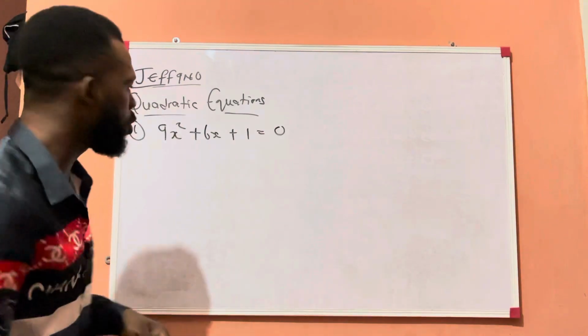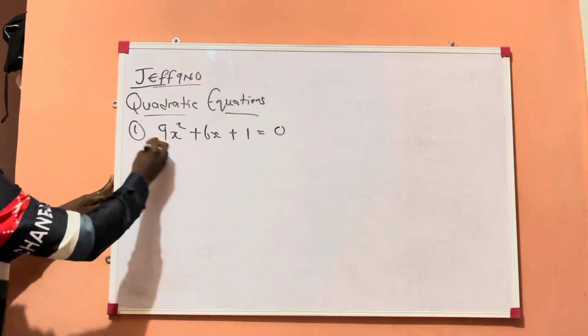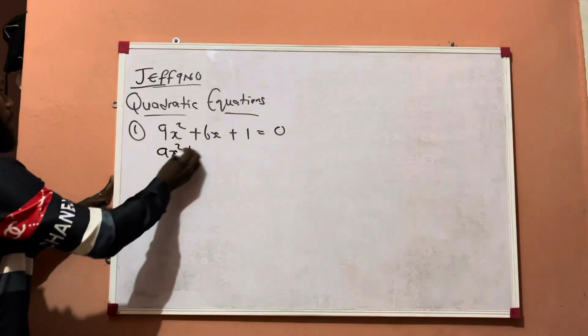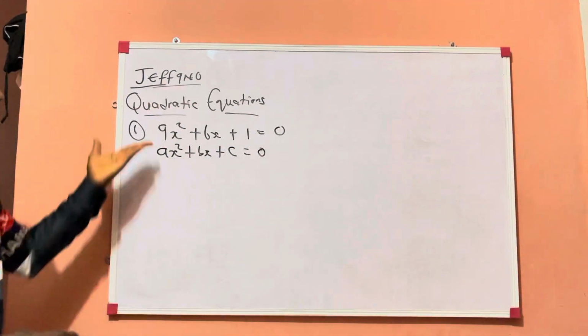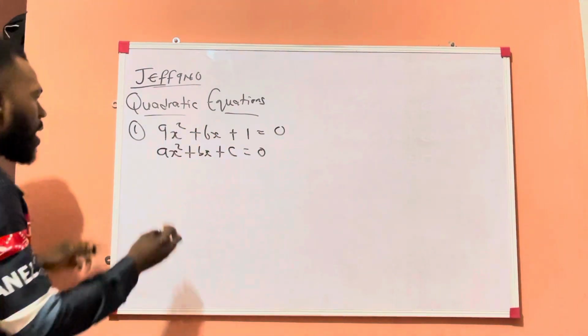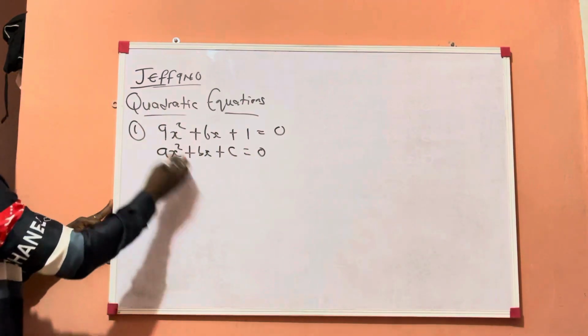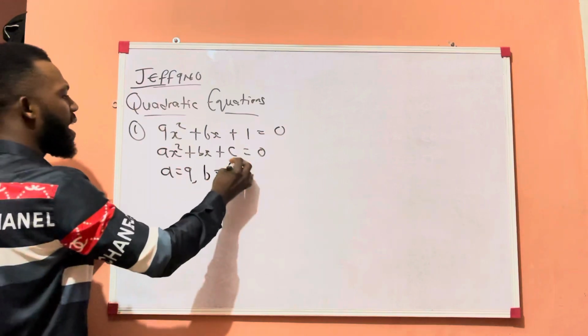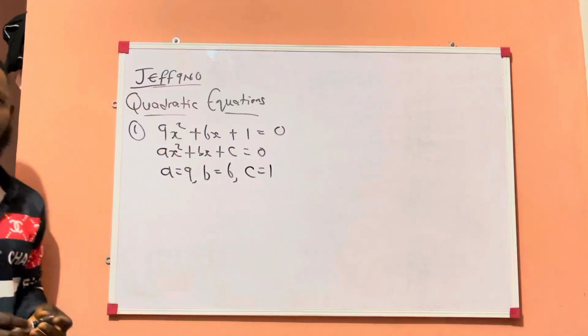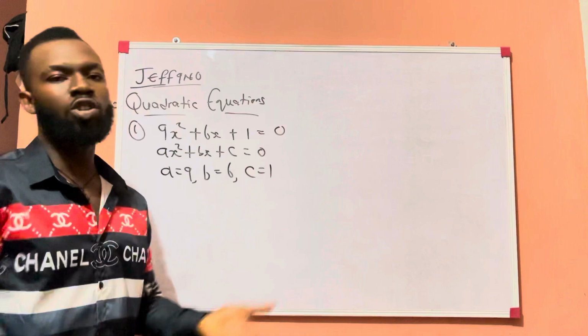Remember in our last video, I gave you the general formula which says ax² + bx + c = 0. Now, in this case, you will notice that our a is 9, our b is 6, and our c is 1. Now, what do we do and how do you factorize?